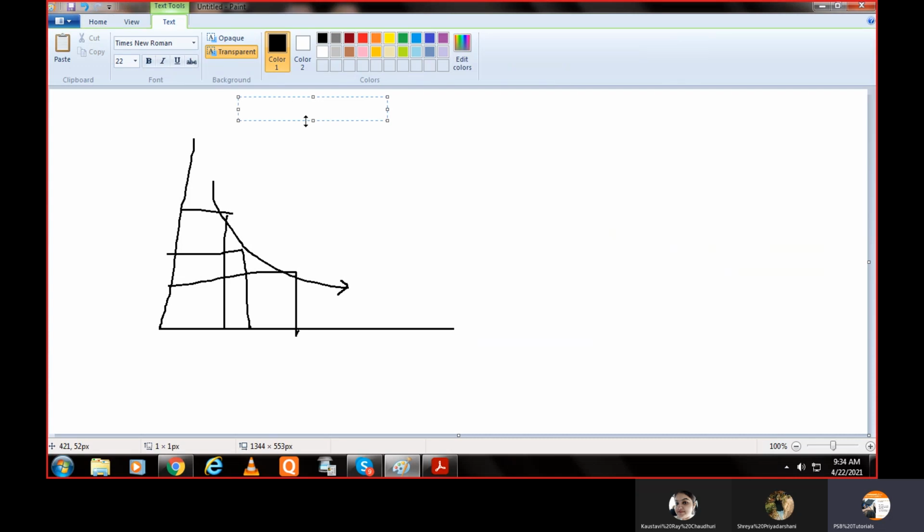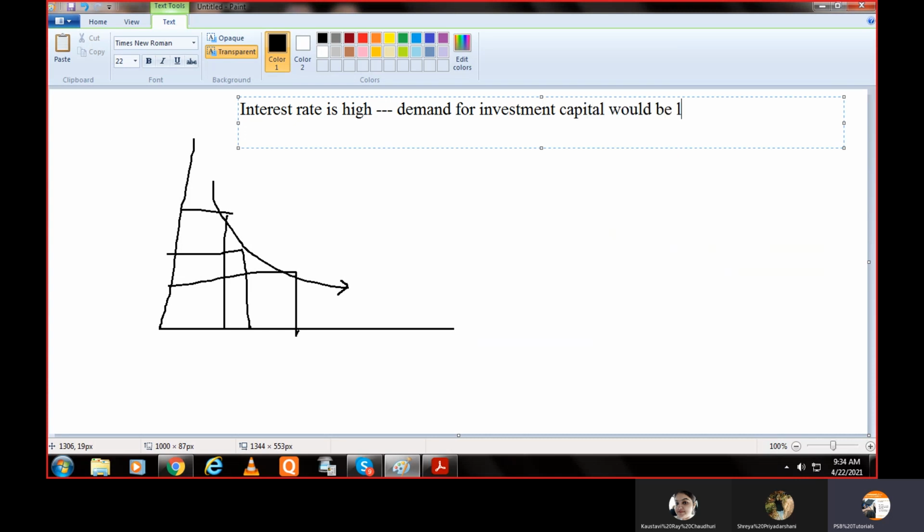The capital required for investment, if the interest rate is high, then definitely we understand that demand for investment capital would be low. If the interest rate is high, then demand for investment capital will be low, क्योंकि producers will not take loans and invest at a higher rate of interest. Fine.